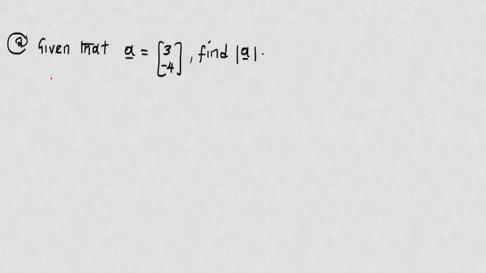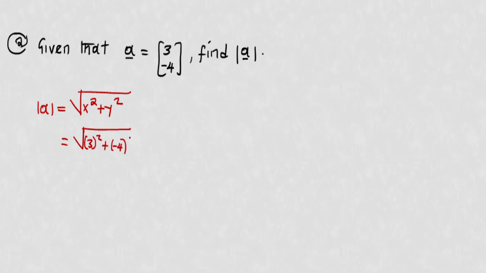How do you find the magnitude of a vector? The magnitude of the vector A is given by the square root. Suppose on top there was x and down there was y. You get x, square it, then add the square of y. In this case we are dealing with the numbers 3 and -4. So we square the 3, plus -4 squared, then take the square root.